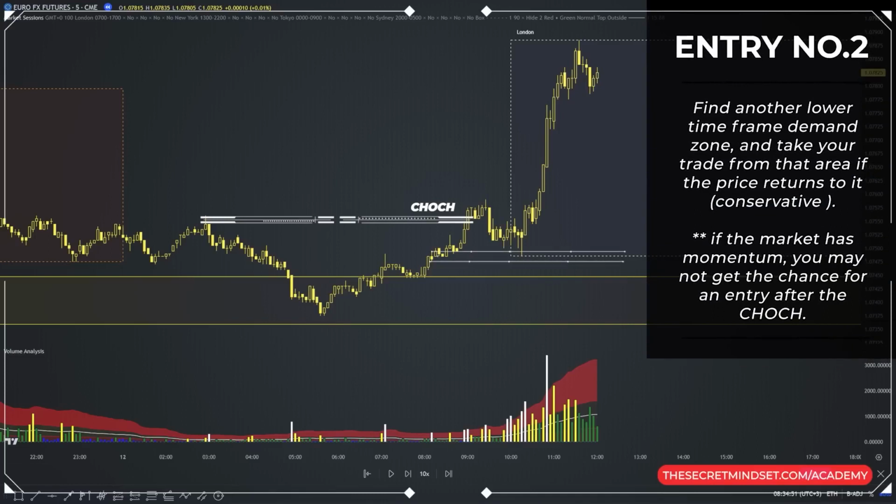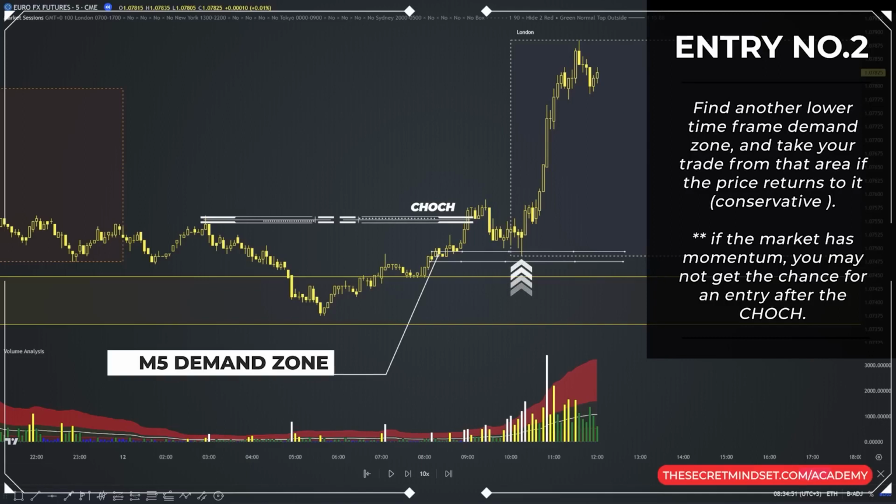And this is the second entry method. You find another lower time frame demand zone because you want to buy, and take your trade from that area if the price returns to it. This is the conservative entry. In our case, price indeed retraced to this 5-minute demand zone at the beginning of the London session.